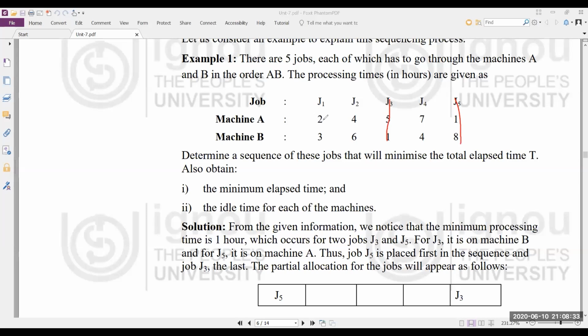Now the minimum time is 2 and it corresponds to machine A. So we put J2 after the J5, and again cancel this one.